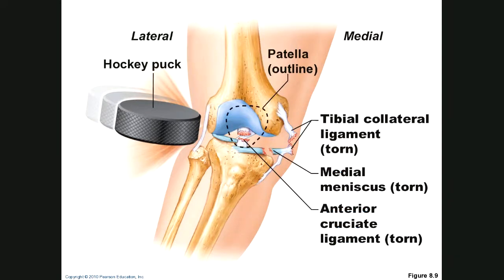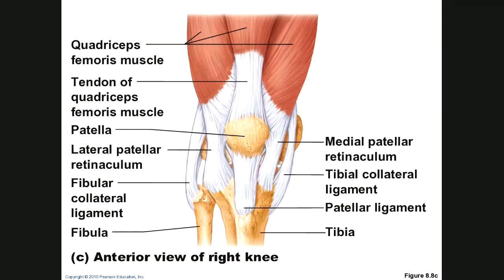Now, another thing that's not mentioned here that causes joint stability or instability is the quadriceps femoris. The quadriceps femoris muscle needs to have a lot of muscle tension in it.